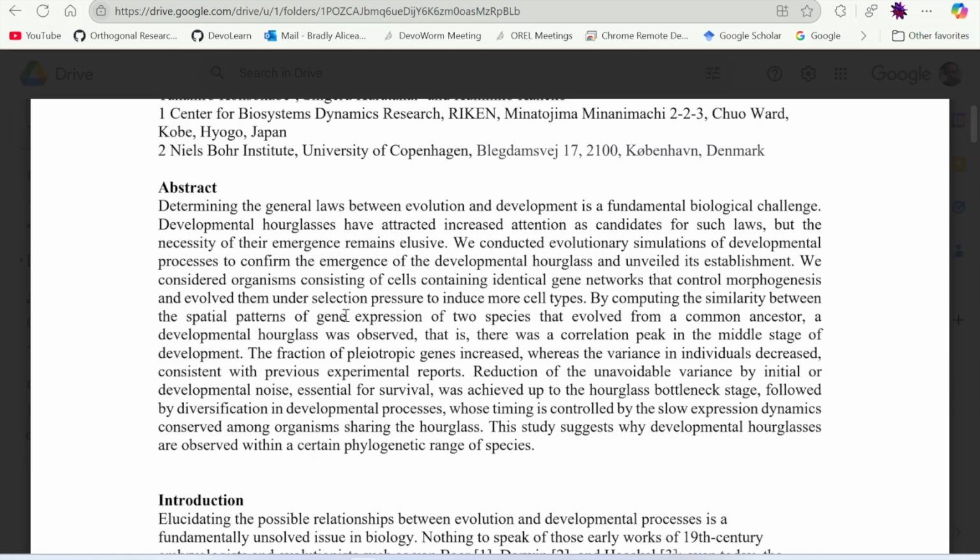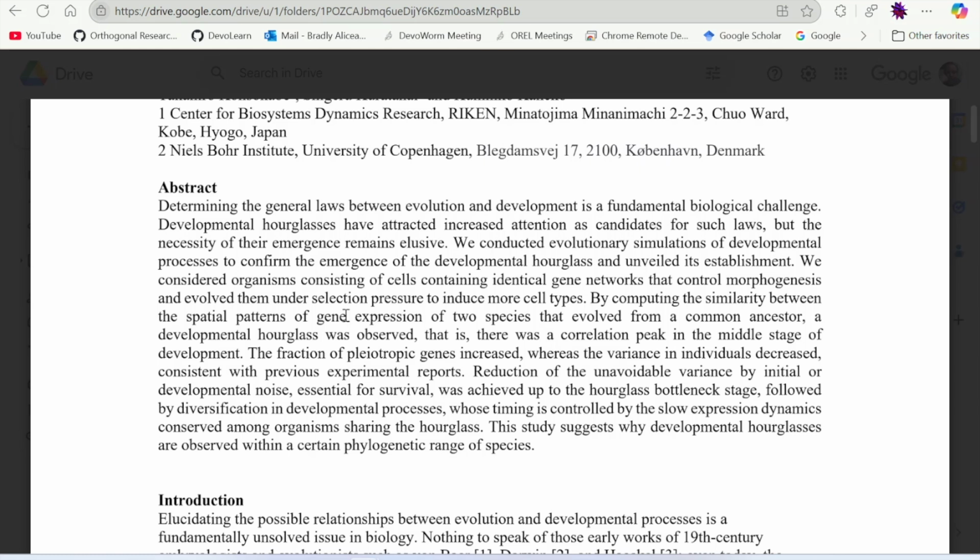And so we can see this developmental hourglass, which is defined as a correlation peak in the middle stage of development. So what does that mean? That means that in the middle stage of development, there's this correlation between the two embryos, whereas earlier and later in development, we don't see this correlation.